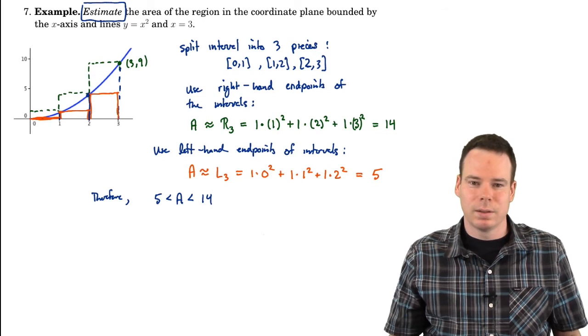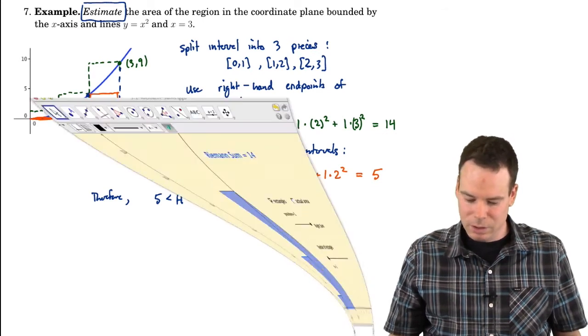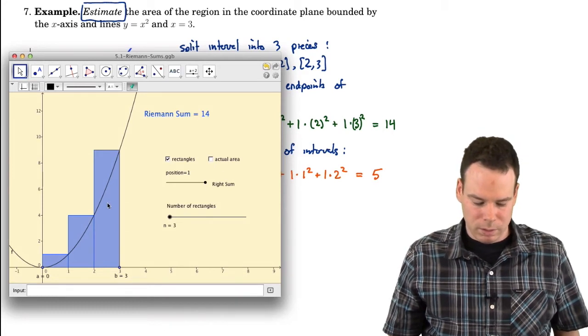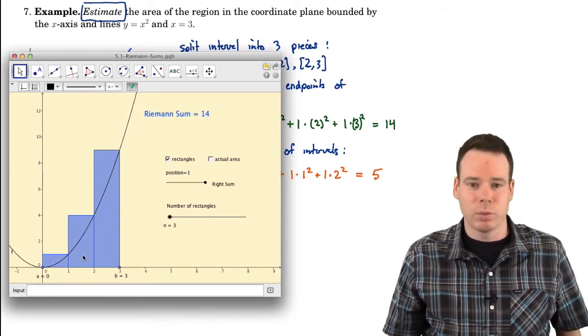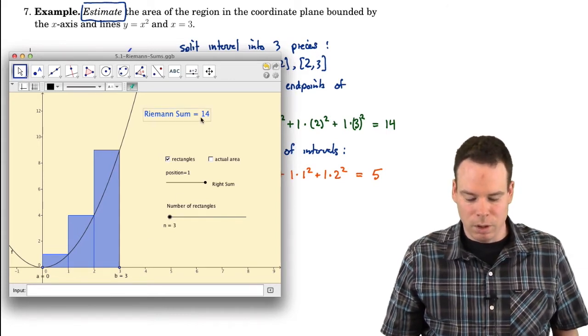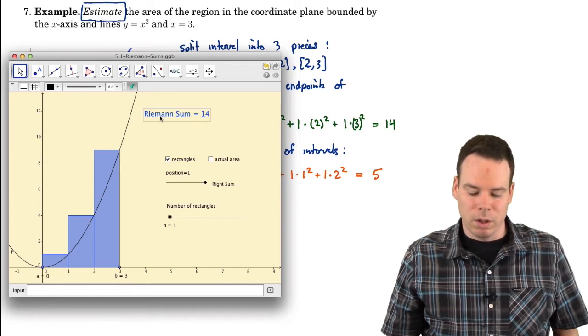So what can we do? Well, let's have a look at a visualization. So there's our region. We've got the right-hand rectangles, the rectangles that were constructed using the right-hand endpoints. We've got 3 of them. And there's our value, what we're going to call the Riemann sum, the sum of those rectangles, the area of the rectangles.